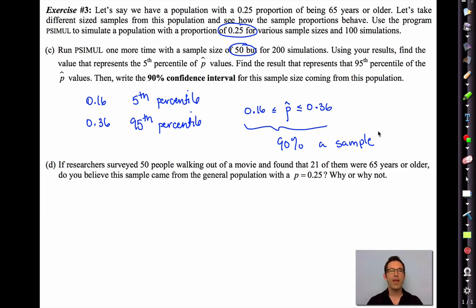Letter D. If researchers surveyed 50 people walking out of a movie and found that 21 of them were 65 years or older, do you believe this sample came from a general population with a p equal to 0.25? Why or why not? Well, think about this a little bit. Let's calculate p hat. There were 21 people that were 65 years or older out of 50. That ends up being 0.42.